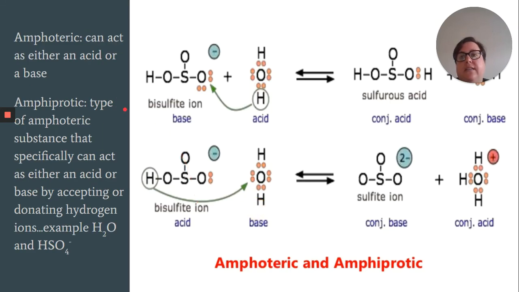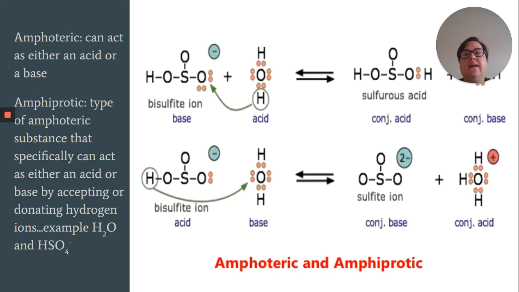Now, 2 definitions that you'll need to know are amphoteric and amphiprotic. Amphoteric can act like an acid or a base. Amphiprotic means that it specifically acts as an acid or a base by accepting or donating that hydrogen. So we have things that are acids and bases called Lewis acids and bases that don't necessarily deal with the hydrogen. They deal with electron pairs. So a Lewis acid is an electron pair acceptor, and the Lewis base is the electron pair donor. So it's kind of opposite of what our hydrogen plus ion is doing.